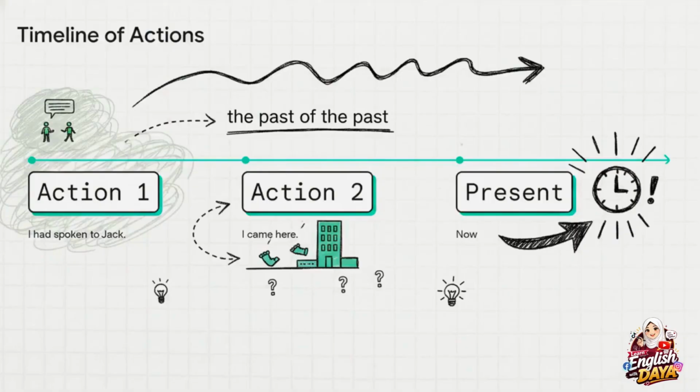Okay, let's look at this visually. Imagine right now is the present, over on the right side. Now, look back at the past. We have two actions. Action 2 is, I came here. But before that, way back in time, we have action 1, I had spoken to Jack. That phrase, I had spoken, is the oldest action. It really is the past of the past.